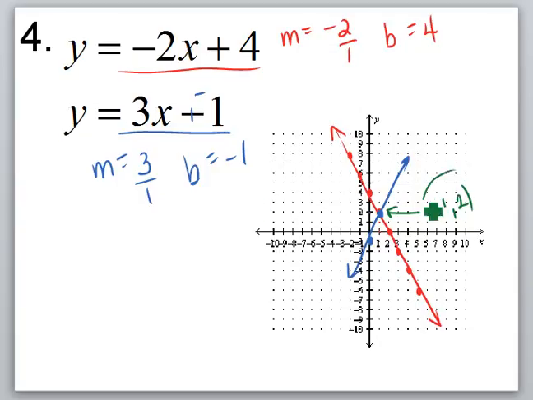You can check your answer by plugging that in. Put 1 in here, put 2 in here. Negative 2 times 1 is negative 2. Negative 2 plus 4 is 2. That does work. Plug in 1 here, plug in 2 here. 1 times 3 is 3, plus negative 1 is 2. So they do check out, and it does work. And we'll continue to do a few more problems in the next video.